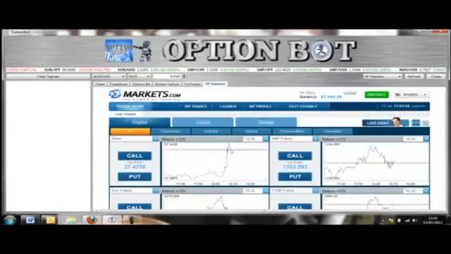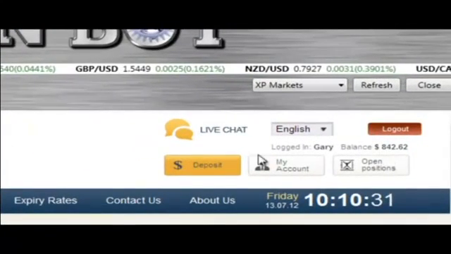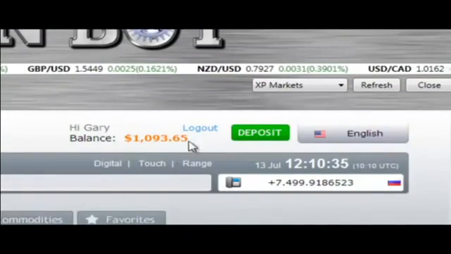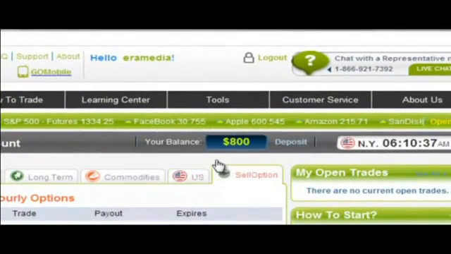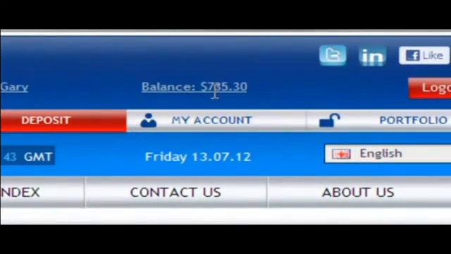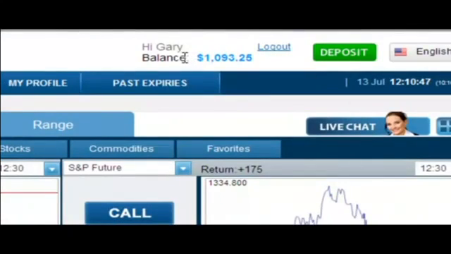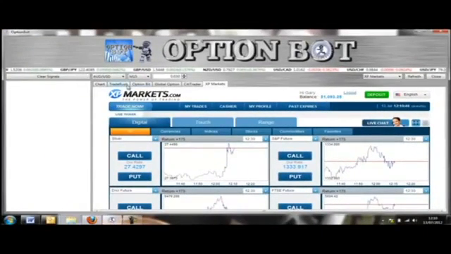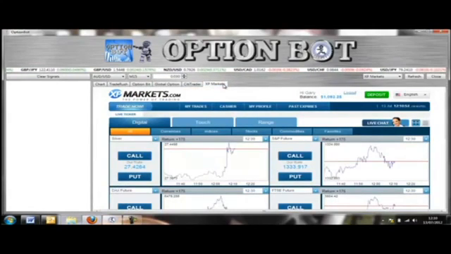I have 5 platforms to trade on. As you can see, I have a balance of 842.62 with Trade Rush, a balance of 1,093.65 with OptionBit, a balance of $800 with Global Option, a balance of 735.30 with City Trader, and finally a balance of 1,093.25 with XP Markets. That's a total across all 5 platforms of 4,564.82 in my trading balance.